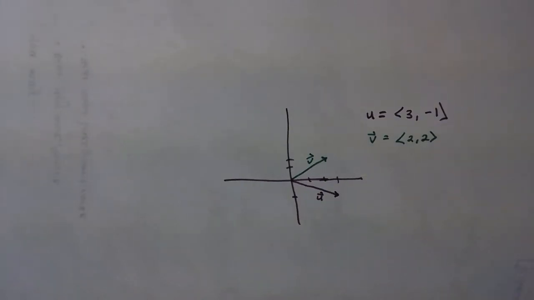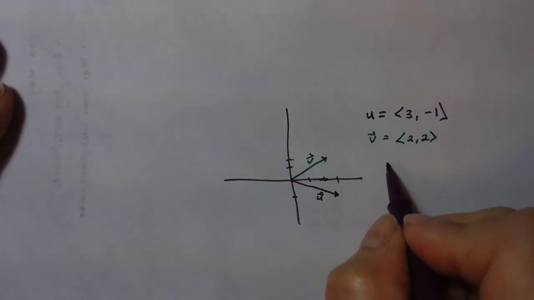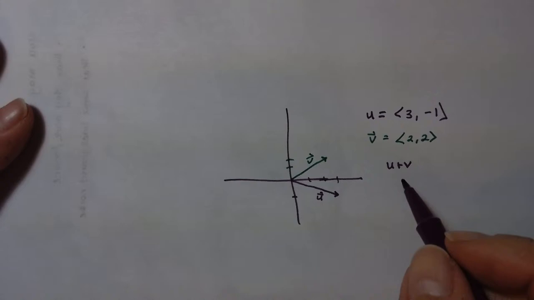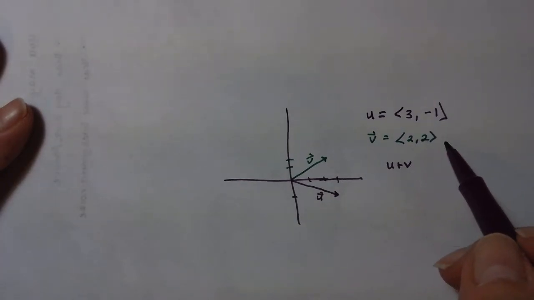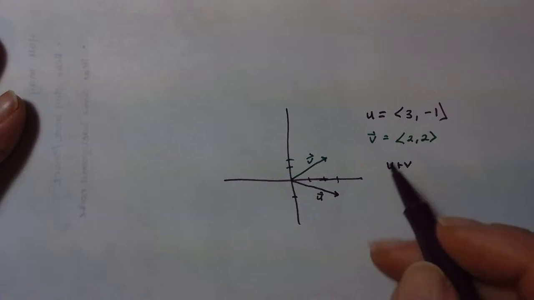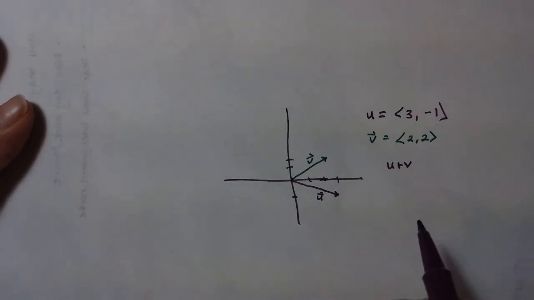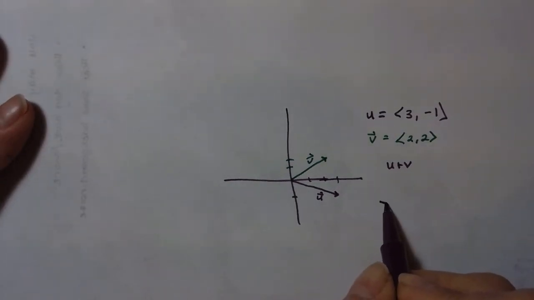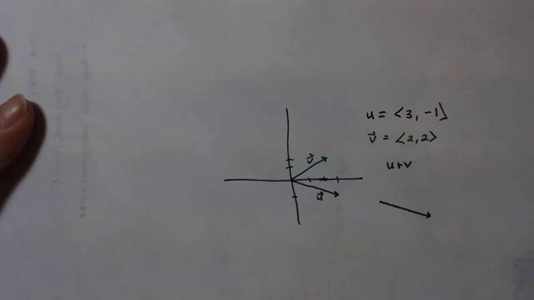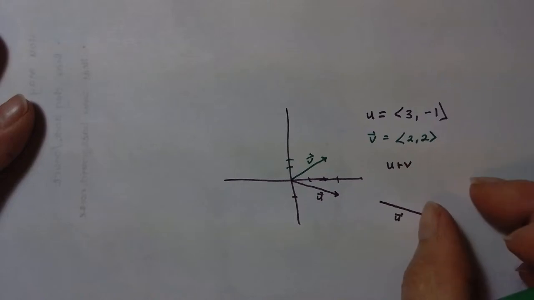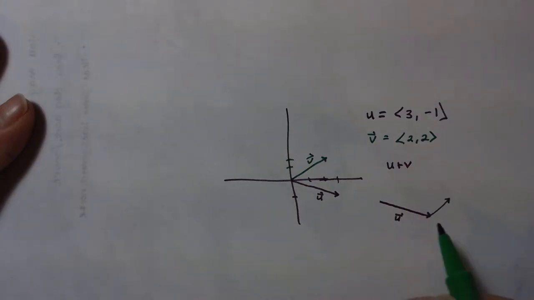If I want to do u plus v, then we know how to do that algebraically. It's easy. It's 5, 1. But if I want to do it geometrically, I'm going to slide u in the same position that it is. I'm just taking it and sliding it down here, call it u. And then I'm going to take v and slide it over here. So you see how I'm going head to tail with the second one.